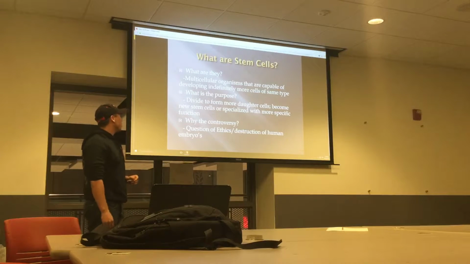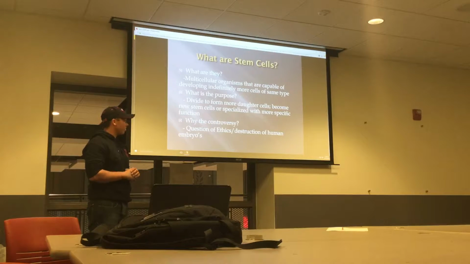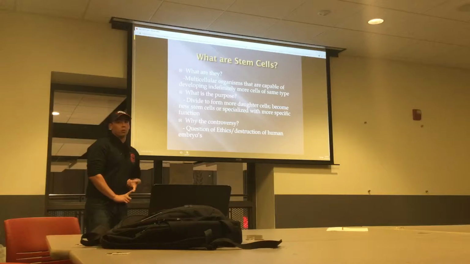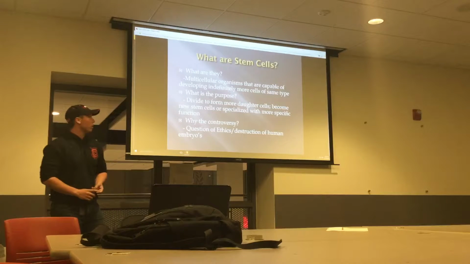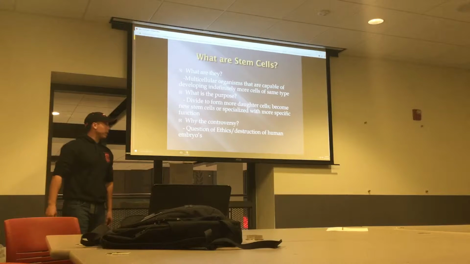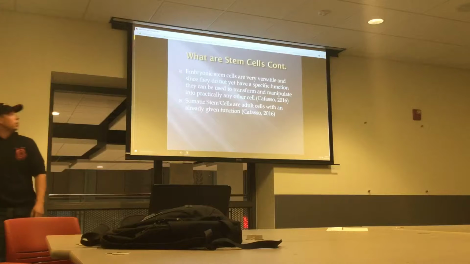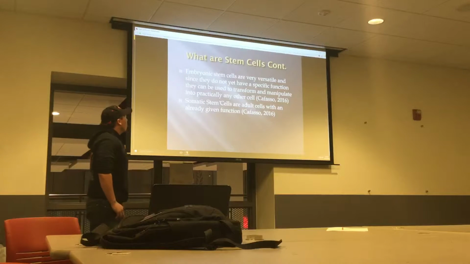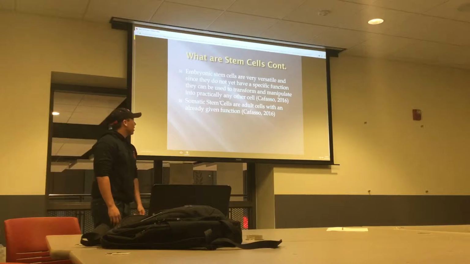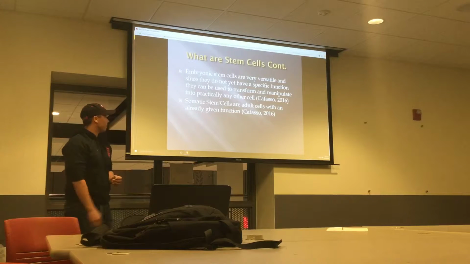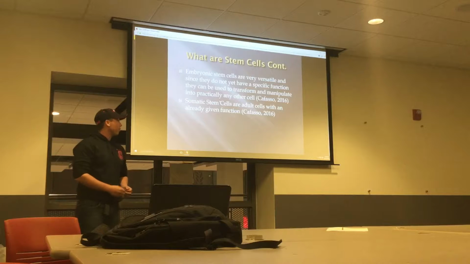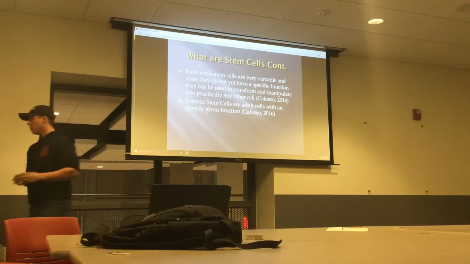The biggest controversy, we'll hit on that more later, is the question of ethics, because to get embryonic stem cells, you are destroying human embryos. That's a big reason why a lot of people are against it, and it also stops regulation as well. Embryonic stem cells are very versatile. They do not yet have a specific function. They can turn into practically any other cell, whereas somatic stem cells are, again, adult cells that already have a specific function.